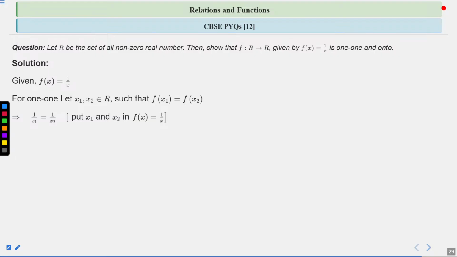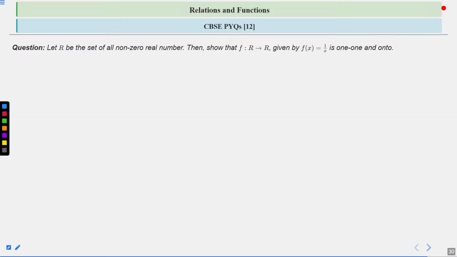So we can say that 1 by x1 is equal to 1 by x2. What we have done is put x1 and x2 in f(x) is equal to 1 by x. After solving this, we can easily say that x1 is equal to x2 by taking the reciprocal of both sides. So f is a one-one function. Clear?